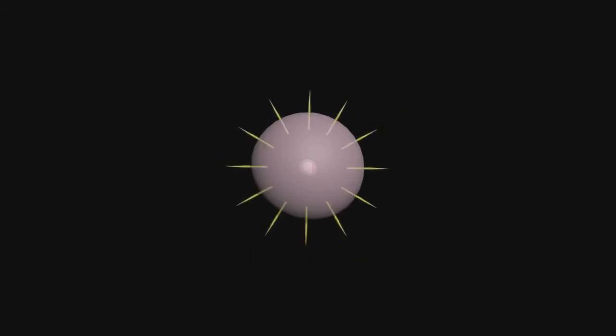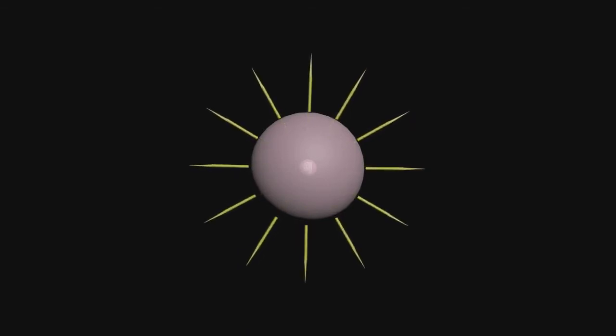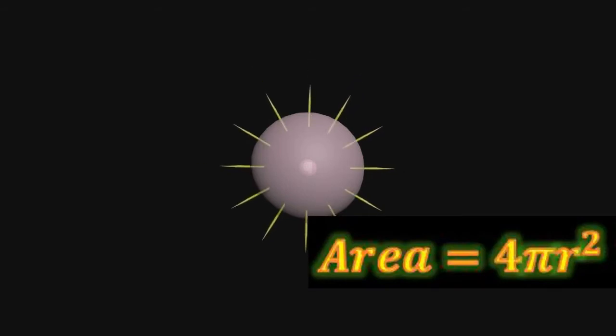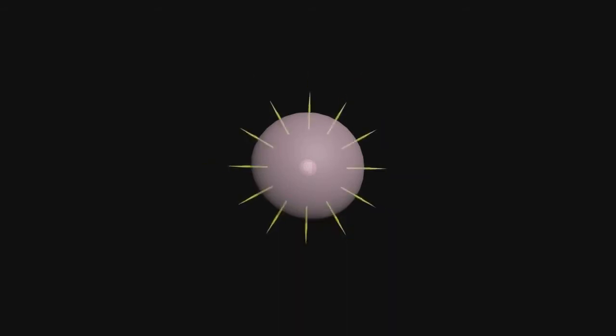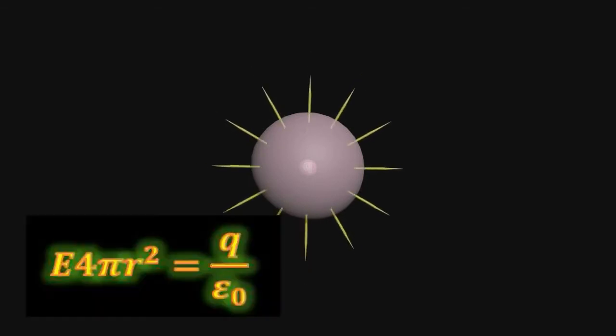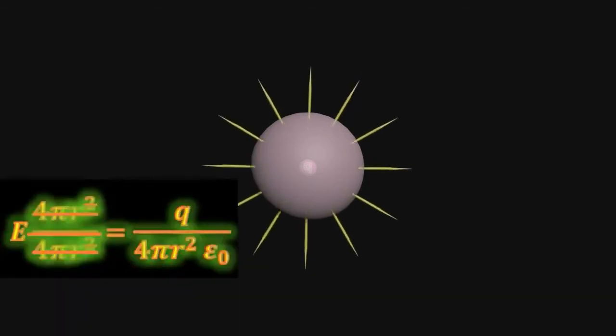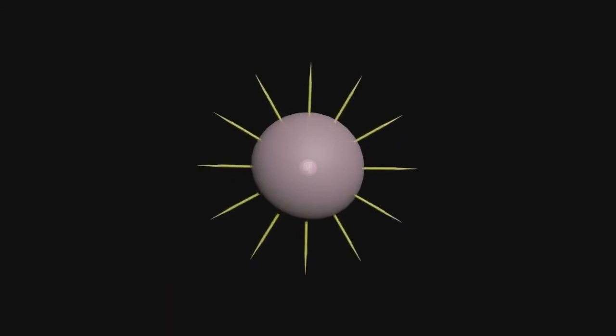Using this equation, we will be able to calculate the electric field, as the area of the sphere is equal to 4 pi r square. Putting the value of 4 pi r square in this equation, we get E times 4 pi r square is equal to Q by epsilon naught. Dividing both sides by 4 pi r square, we finally get E is equal to Q divided by 4 pi r square times epsilon naught, and this E is the electric field due to a point charge.